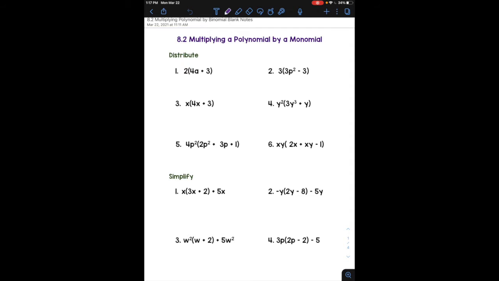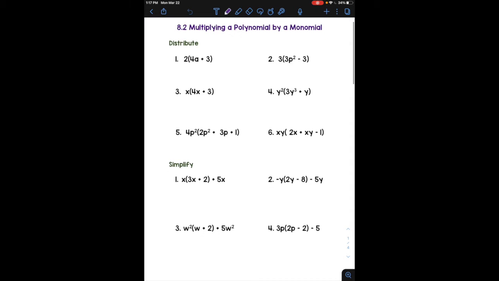Hey guys, today's lesson is on section 8.2. We'll be multiplying a polynomial by a monomial. So we're going to be multiplying a bunch of terms by one term. For this section, we are going to be using the distributive property a lot, such that we're going to distribute the monomial to each term of the binomial, trinomial, or polynomial that we're multiplying it to.